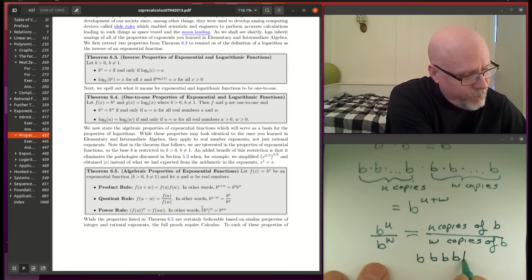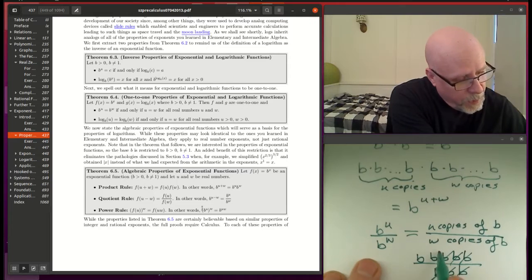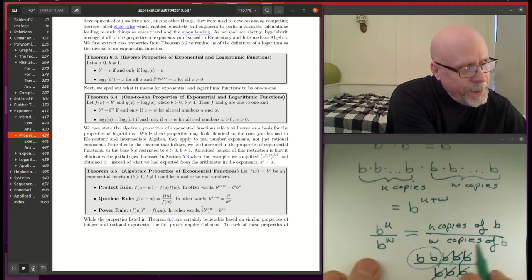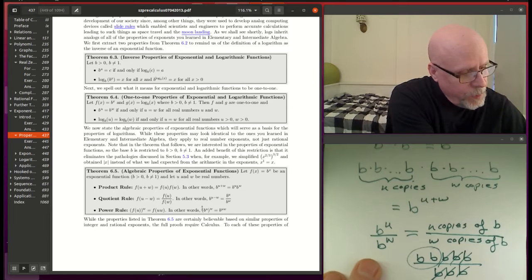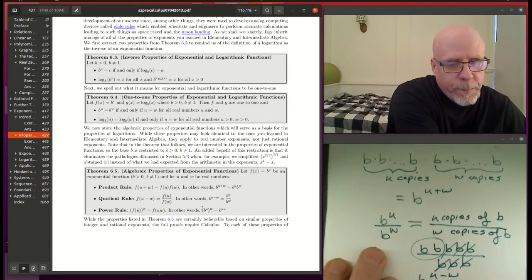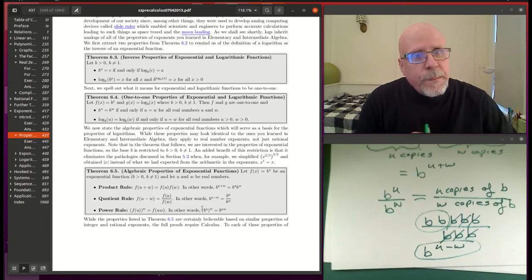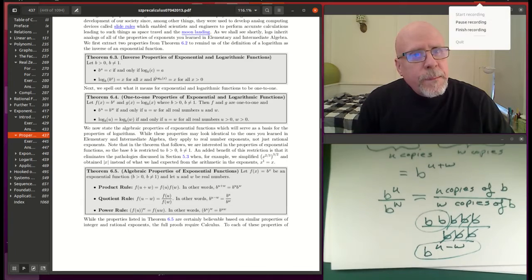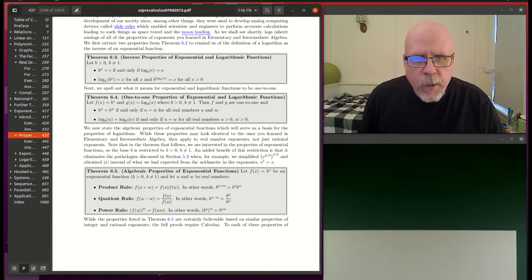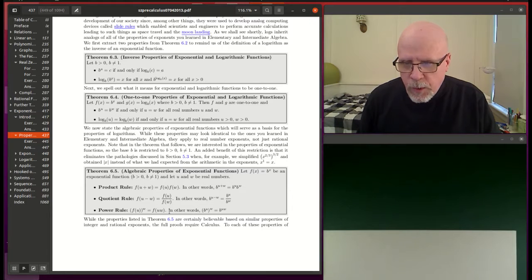It's going to look something like, let me just do it schematically. Suppose we had 5 b's in the top and only 3 b's in the bottom. Well, we would cancel the b's that could be canceled, and we'd be left with some number of b's. Well, what is that number? It's the difference. This is b to the u minus w. So that's the second rule that's given here in the book, the quotient rule.